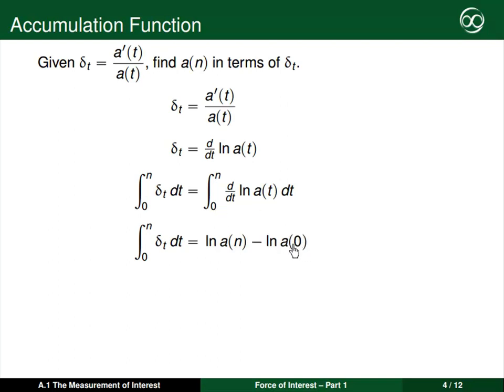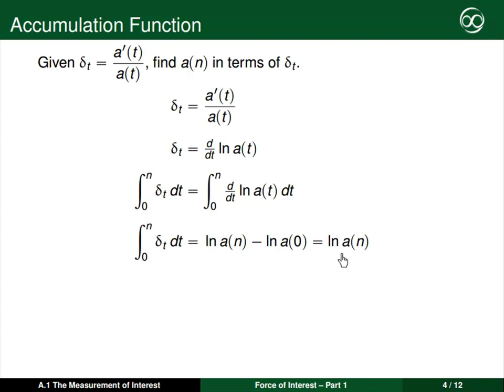Now what is a of 0? Remember, by definition of the accumulation function, a of 0 is 1, because the accumulation function, a of t, is the accumulated value of an original investment of 1. And the natural log of 1 is 0. So the right-hand side is just the natural log of a of n, which is really convenient because I'm trying to find a of n.